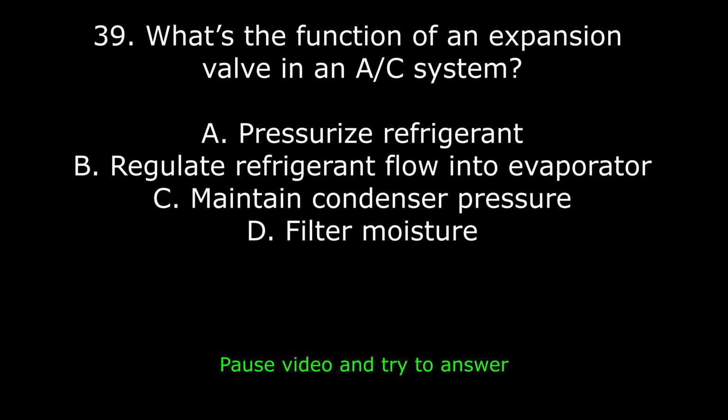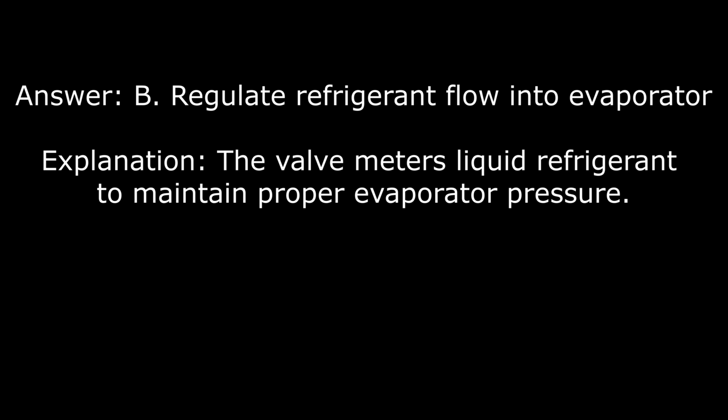Number 39. What's the function of an expansion valve in an AC system? A. Pressurize refrigerant. B. Regulate refrigerant flow into evaporator. C. Maintain condenser pressure. D. Filter moisture. Answer: B. Regulate refrigerant flow into evaporator. Explanation: the valve meters refrigerant to maintain proper evaporator pressure.